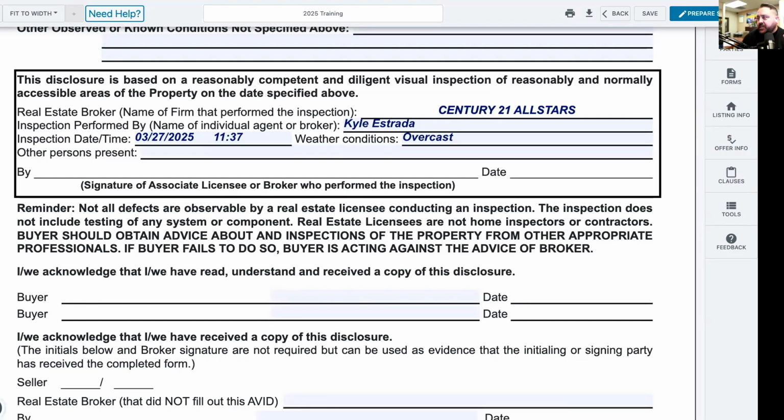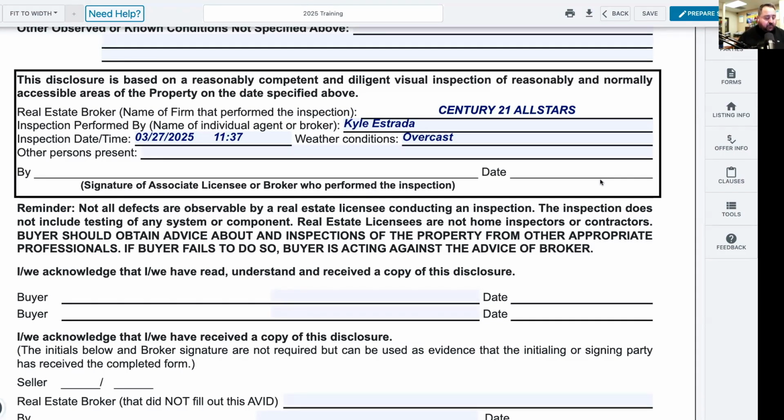Okay. Let's see what we had. Can another agent do the AVID if I'm not available? No. My seller signed on the buyer's signature line when I gave it to them to initial. Should we fix it? Yes, your seller doesn't need to sign it, only the buyer. So you should redo that because you need to have a place for the buyer to sign. So, okay. Any other questions about the AVID before I move on?